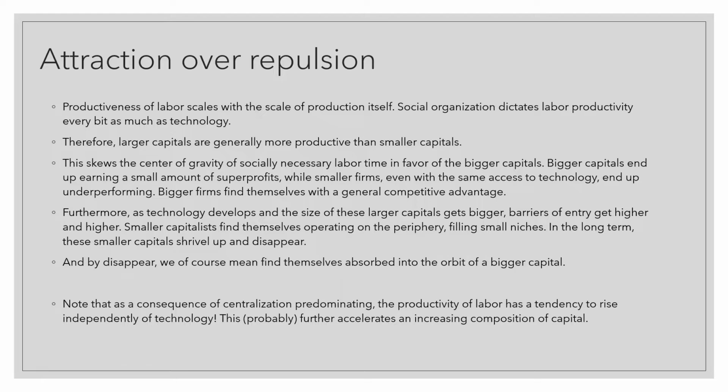If you decide to be a capitalist, you might be able to get a loan from a bank to start some kind of arcade or bar or restaurant or something like that, but you're not going to be competing with Amazon, right? You're not going to be competing with Microsoft. You're going to be doing something that they deem not profitable enough to even bother thinking about. And this is why. Because there's been this general trend towards capital centralizing, right? Especially in the bigger, more important industries. And so in the long term, these smaller capitals have a tendency to shrivel up and disappear. And by disappear, of course, we mean being absorbed into the orbit of bigger capital.